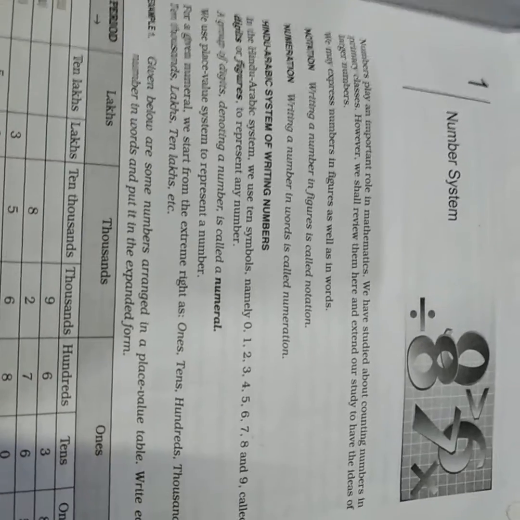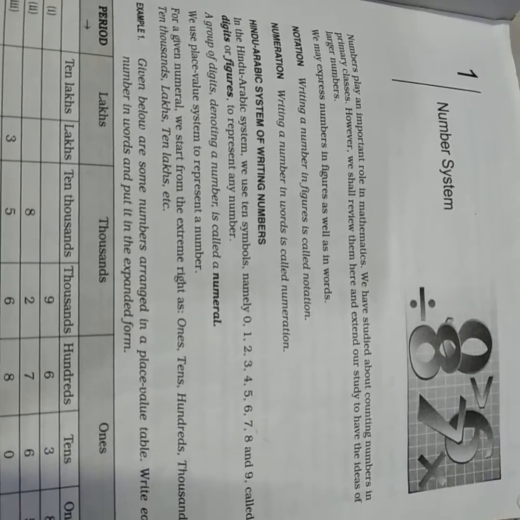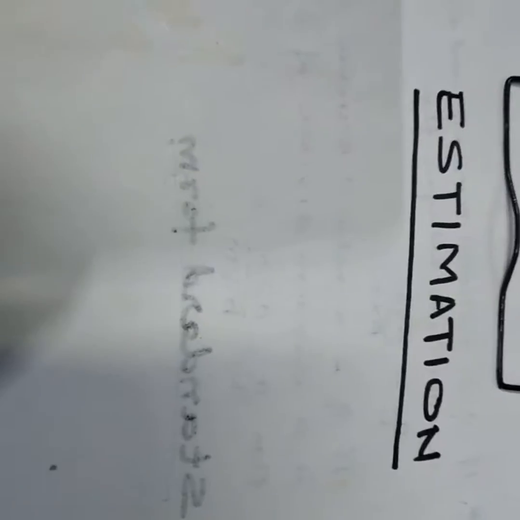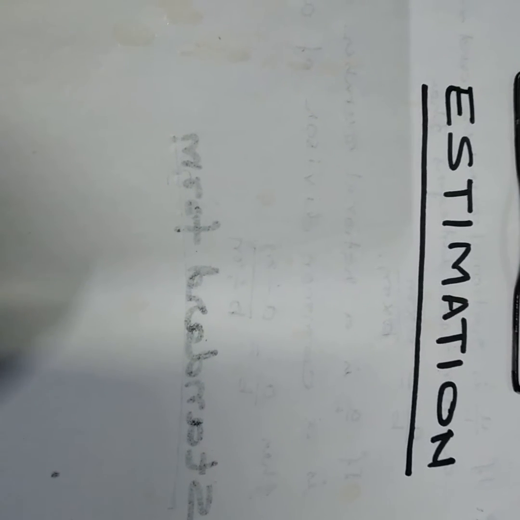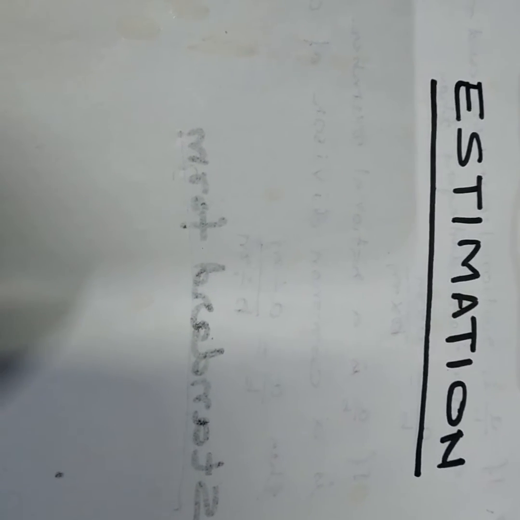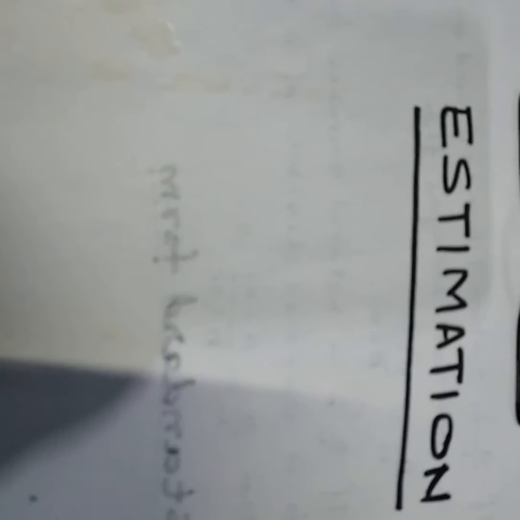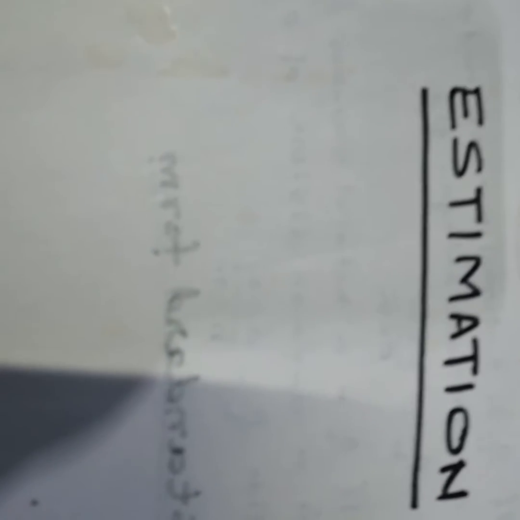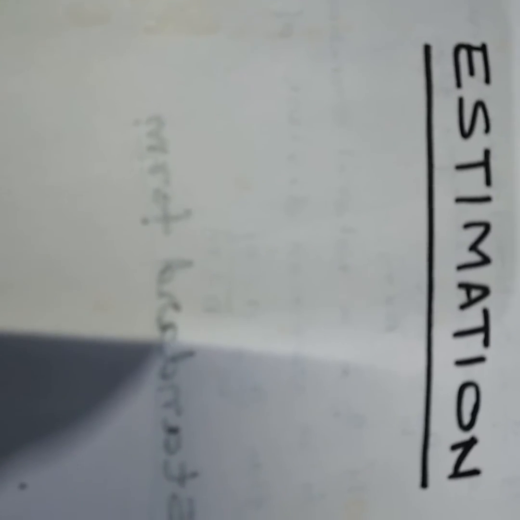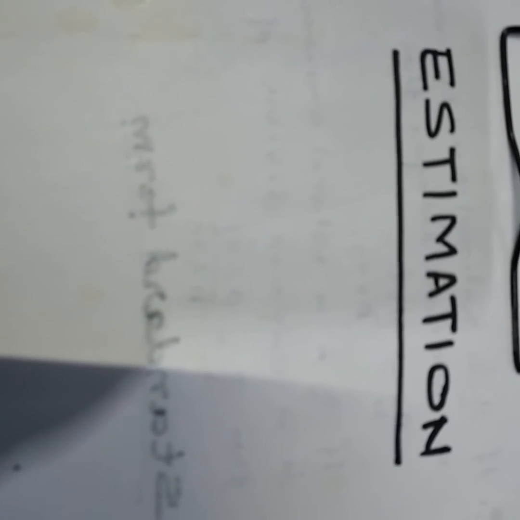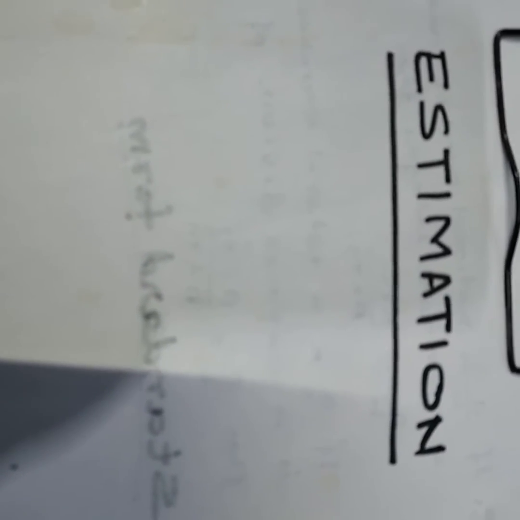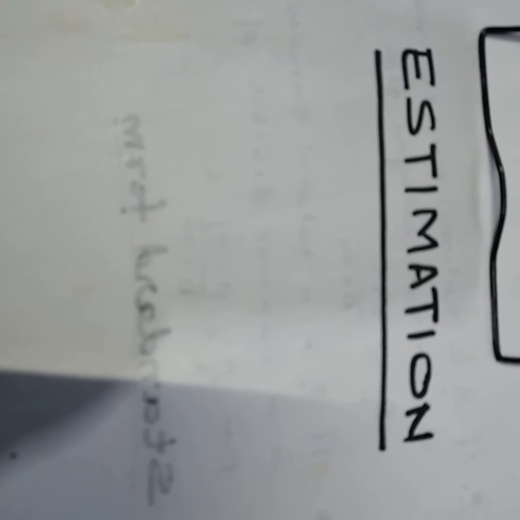Students, welcome back. Once again, we are going to discuss the number system. After exercise 1A, 1B, 1C, today we are going to discuss estimation. Before estimation, we must know how to round off numbers to the nearest 10, nearest 100, nearest 1000, etc.